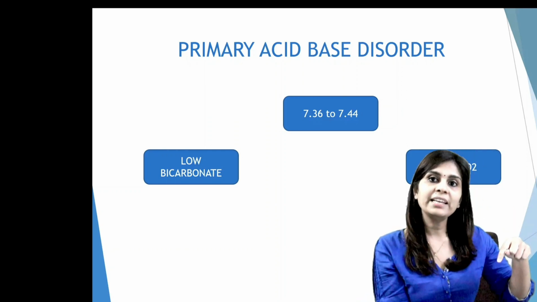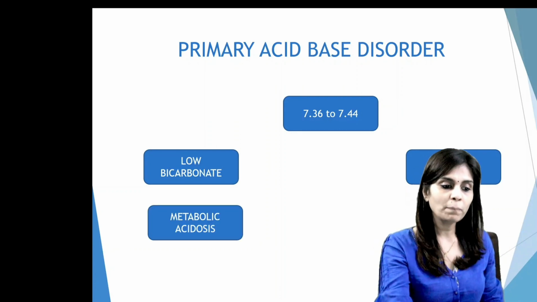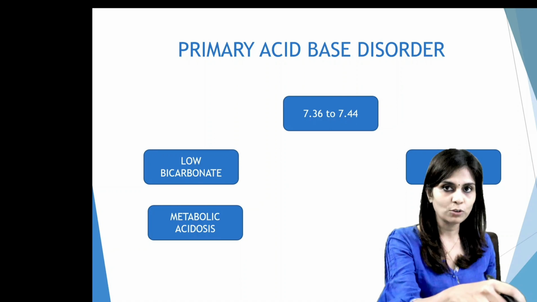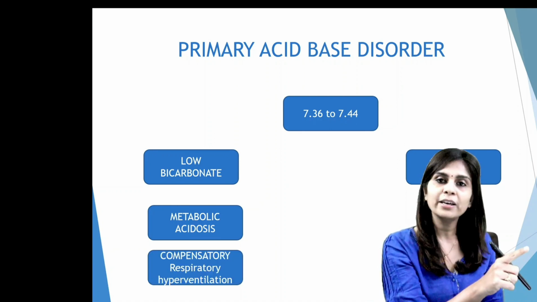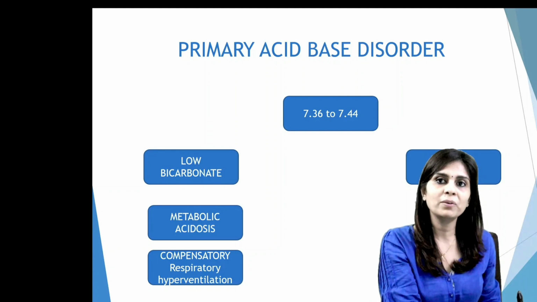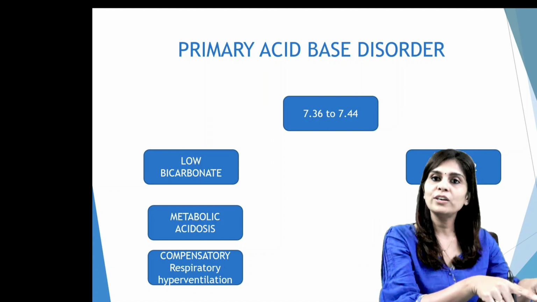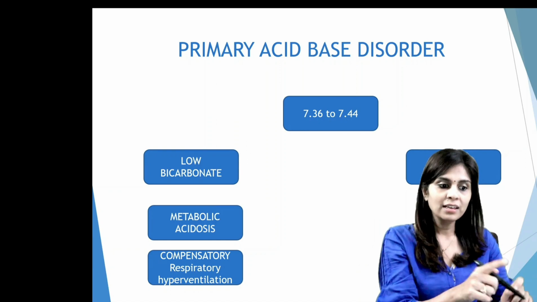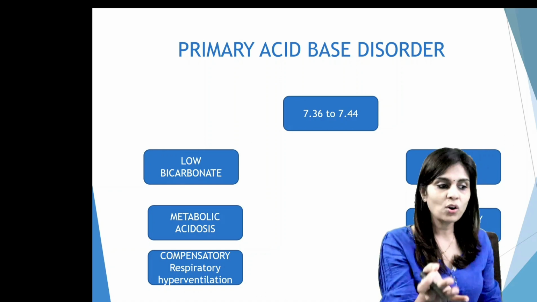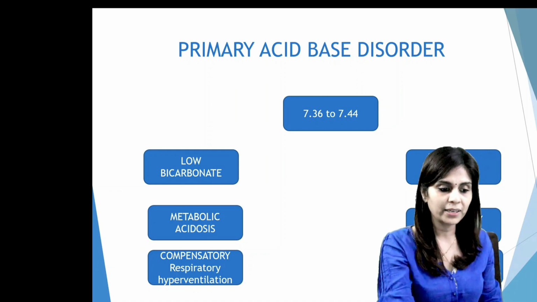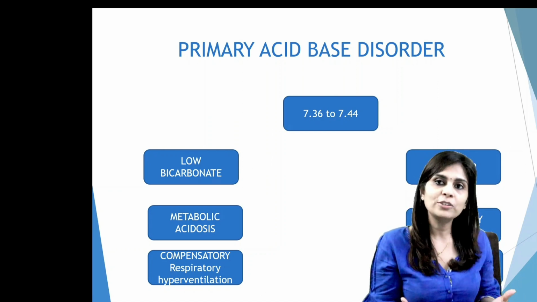Low bicarbonate can be because of metabolic acidosis, and in metabolic acidosis the compensation would be a decrease in PCO2. So this is observed in metabolic acidosis accompanied by a compensatory respiratory hyperventilation. This is one scenario. There is another scenario where you are going to find a similar finding, wherein low PCO2 is caused by respiratory alkalosis and the compensation is a decrease in bicarbonate. So you won't know where the defect is, so you won't be able to treat it.